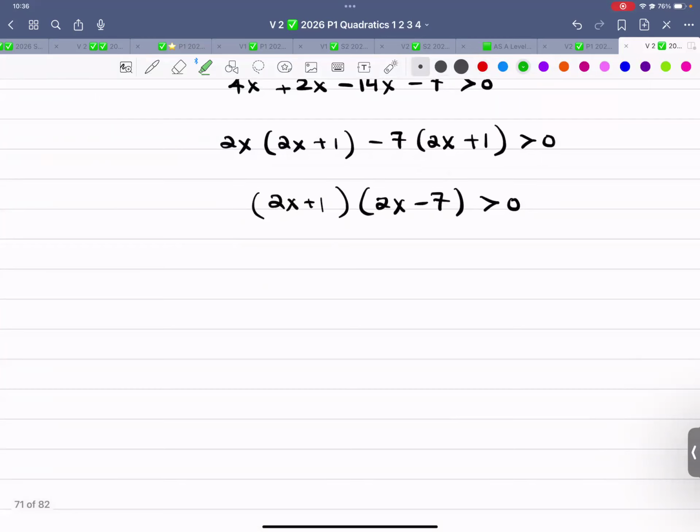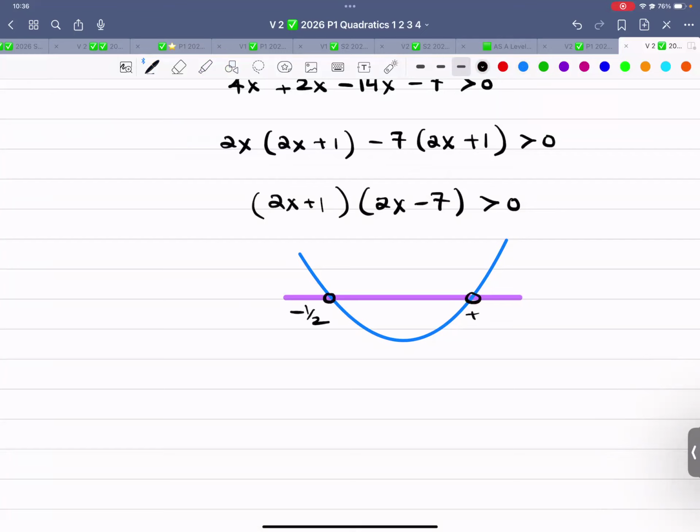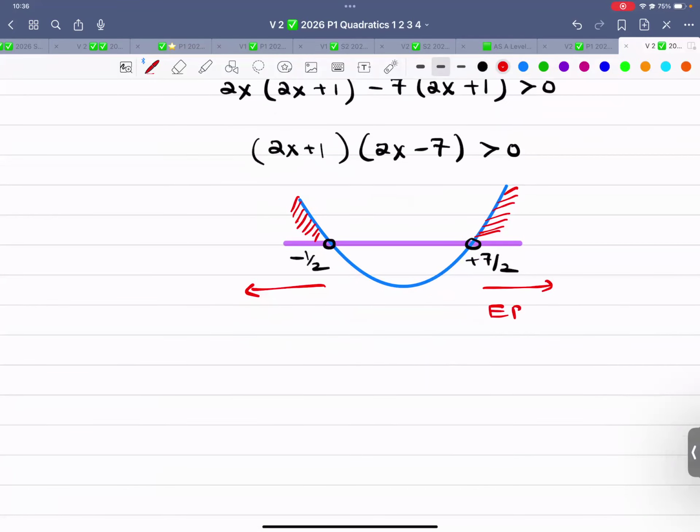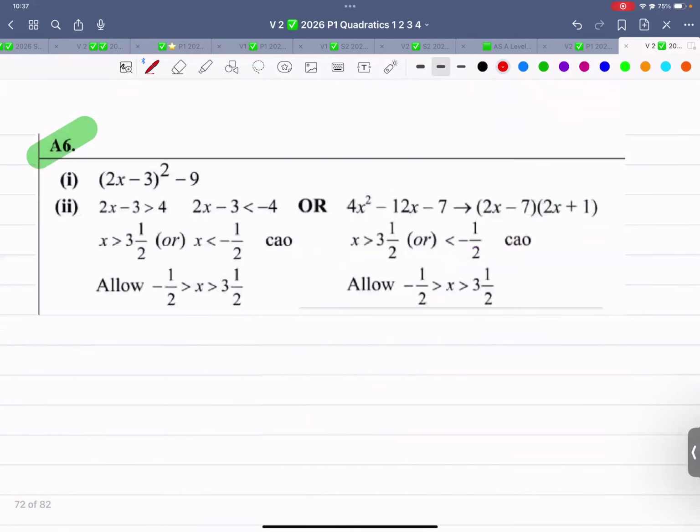Let me draw a number line over here. Let me draw a quadratic curve over here and just mark the roots. So plus 1 becomes negative half, and this becomes plus 7 over 2. And we are interested in greater than 0, a region above the x-axis, two separate regions, two separate inequalities: extreme right, extreme left. X is greater than 7 over 2 and x is lesser than negative half. So this is the answer for this one.